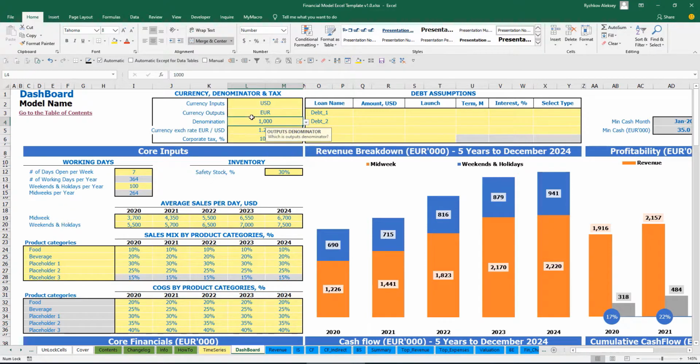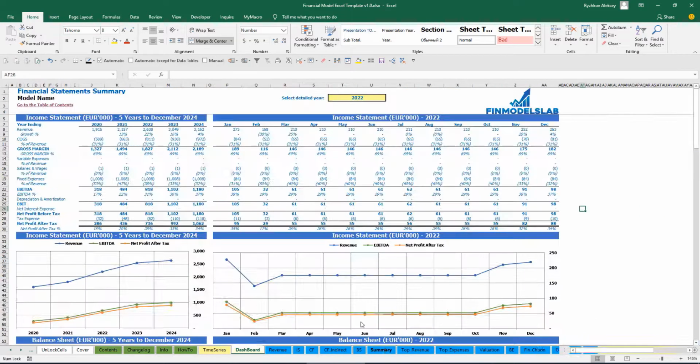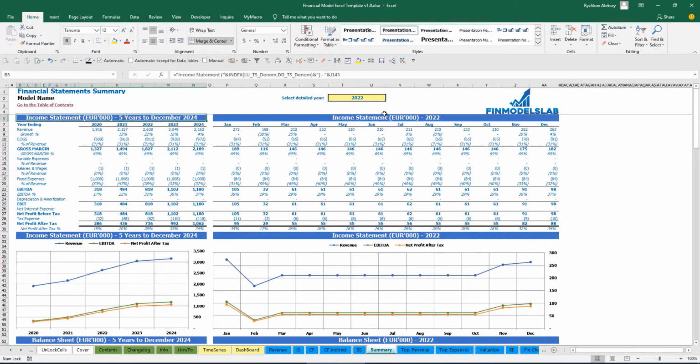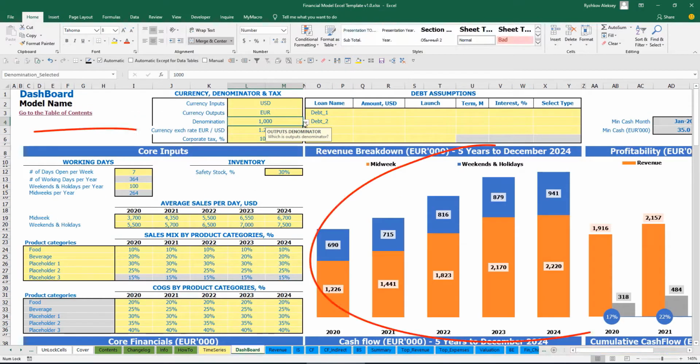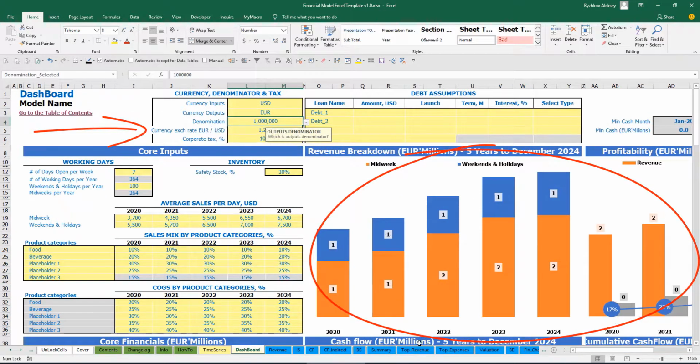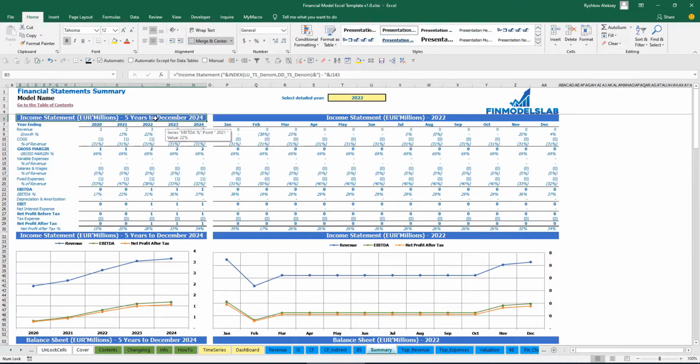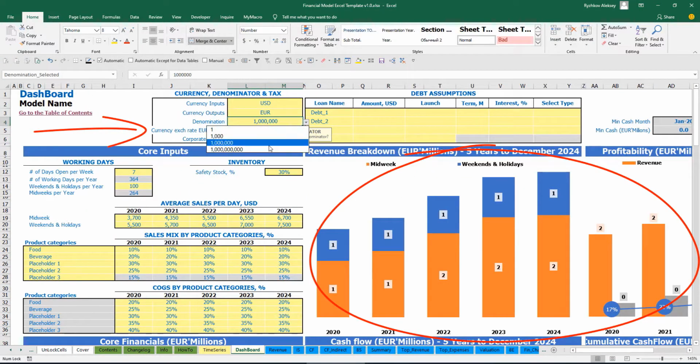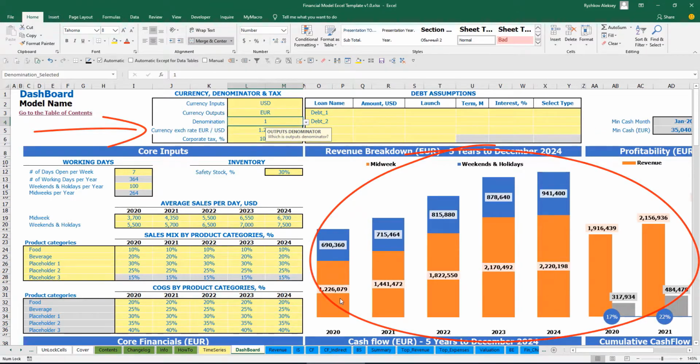Additionally, you have denomination, which means that you can denominate all your outputs on the reports. In this example, you have denomination is 1000, which means that your outputs are denominated by 1000. You can select millions. You may see that now it is in $1 million. You can set also billions or without any denomination.